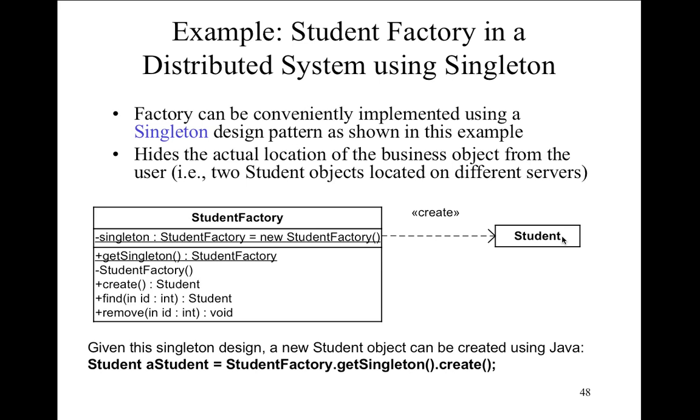So here's an example of the student factory in a distributed system using a singleton. And what are we looking at? A factory that can be conveniently implemented using a singleton design. And again, another design pattern. Another classic one, actually, the factory, the singleton are pretty classic. And in terms of this example, it hides the actual location of the business object from the user. So two student objects are located on different servers. In this given singleton design, the new student object can be created using Java with, this is an example of the source code, a student equals studentFactory.getSingleton.create, and here's our getSingleton student factory.